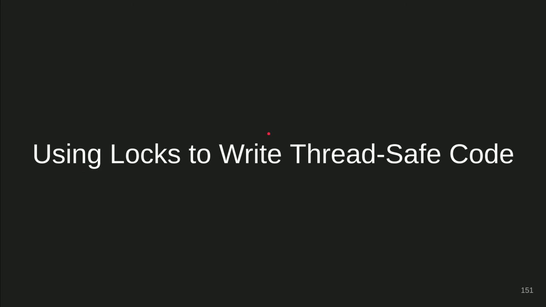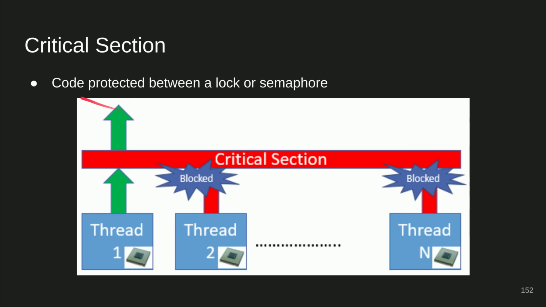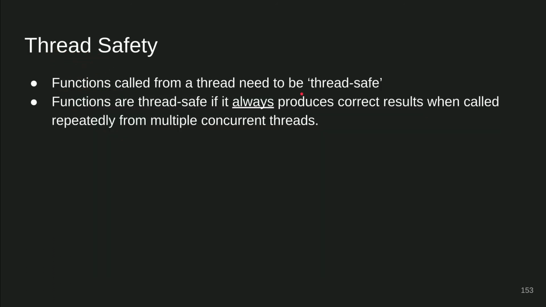And here was our API. I want to go through this quickly, so it's not as important, but conceptually it's useful for you to know, just using locks to write thread safe code, what's going on. Again, the terms. The area you're surrounding the lock with is what's known as a critical section. That's the code protected between a lock or a semaphore.